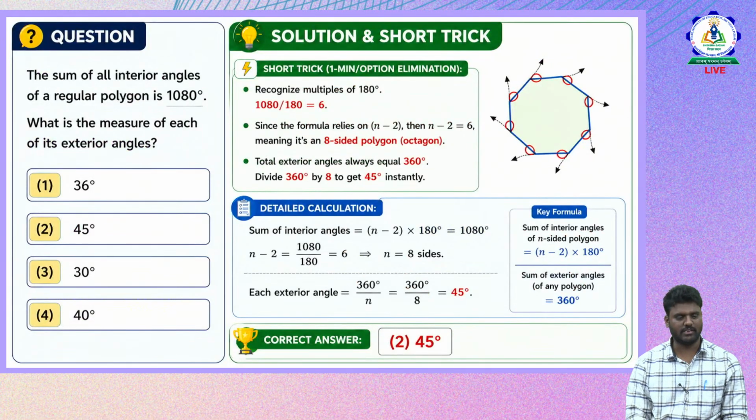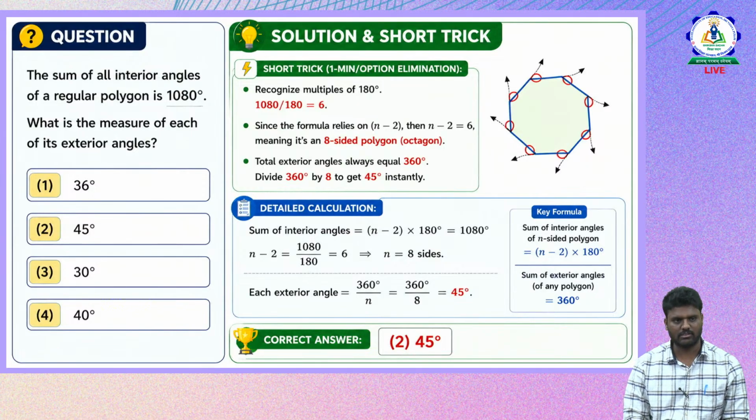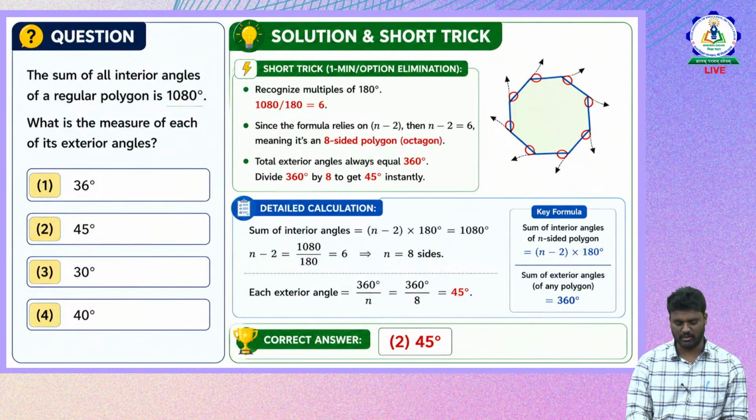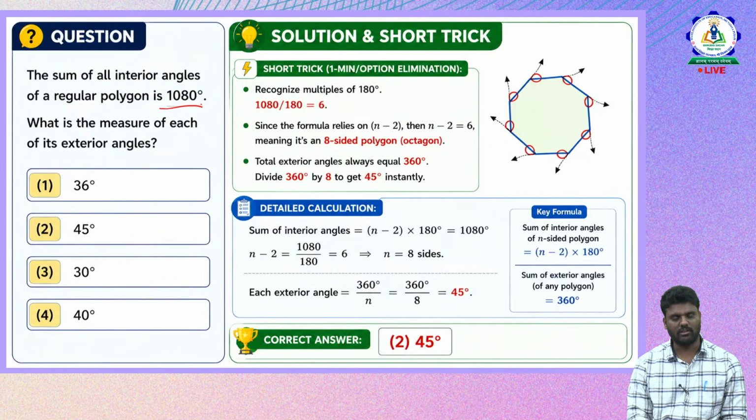Now the next question is, the sum of all interior angles of a regular polygon is 1080 degrees. What is the measure of each of its exterior angles? They didn't mention how many sides the polygon has. They have given the sum of the interior angles of the regular polygon as 1080 degrees. What we have to measure is the measure of each of its exterior angles.